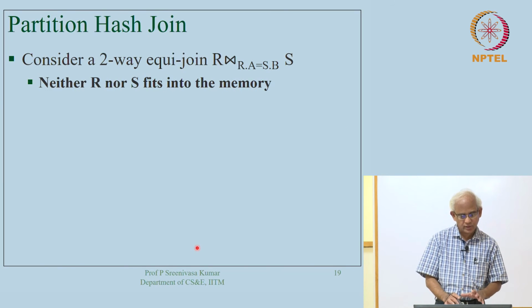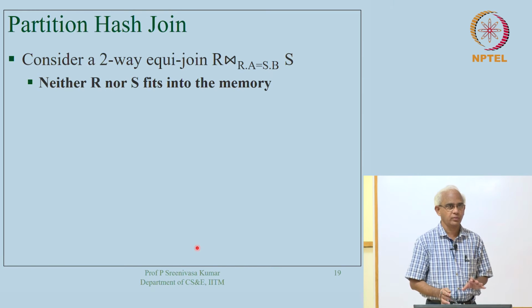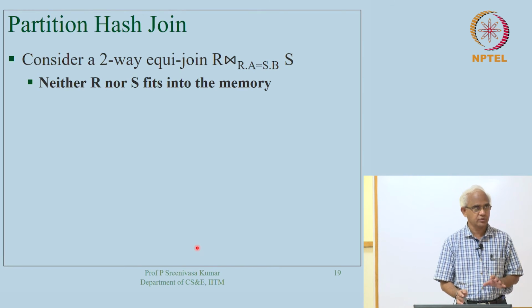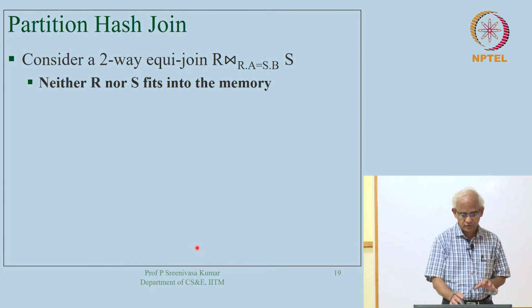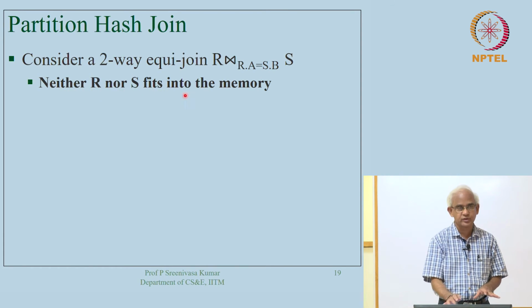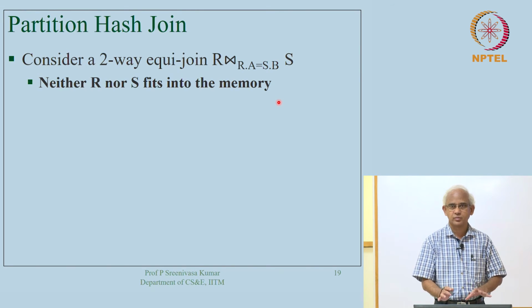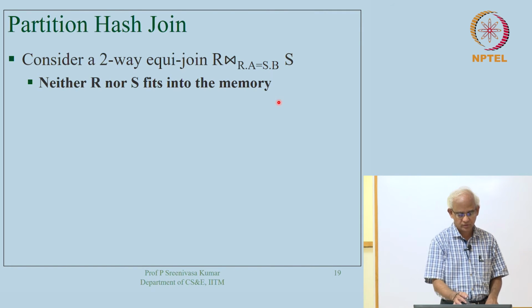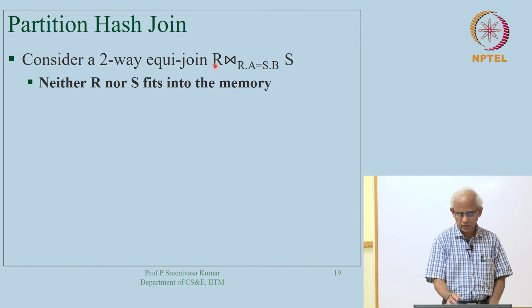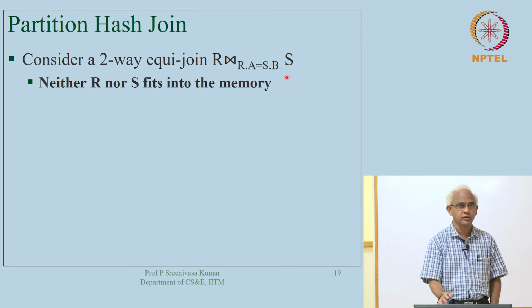Okay. So, now let us look at a variation of this algorithm called partition hash join. Here we will relax the assumption that S fits into the memory. So, neither R nor S fits into the memory. They are two large files and we are supposed to compute a two-way equijoin on them, R join S on R.A equals S.B. R is big, S is big, both of them do not fit into the memory.